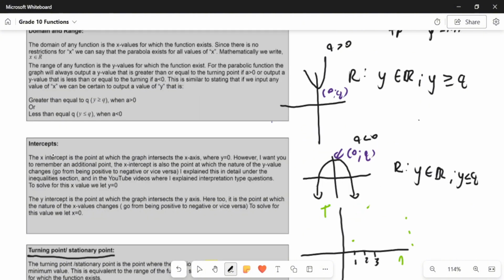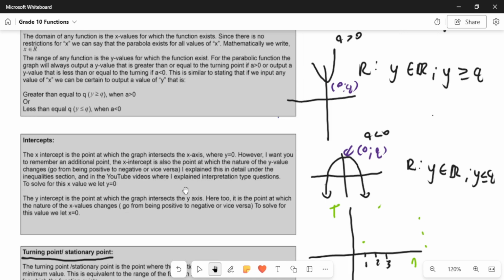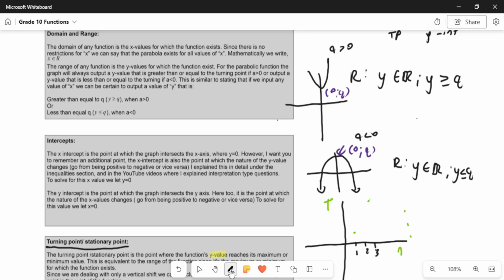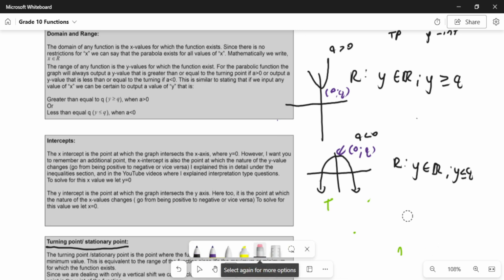Okay, if we talk about the intercepts, the x-intercept is the point where the graph intersects the x-axis, and it is the point where y is equal to 0. And the y-intercept is the point where the graph intersects the y-axis, and it's the point where x is equal to 0. Now, this is where things get a bit more fun. Because when we talk about the intercepts, we can go so much more in depth. Now, for the x-intercept, let's segregate our thinking here again. We have x-intercept and we have y-intercept.